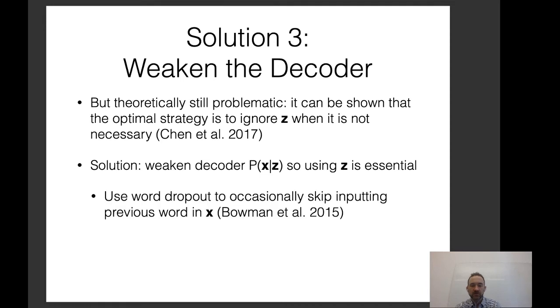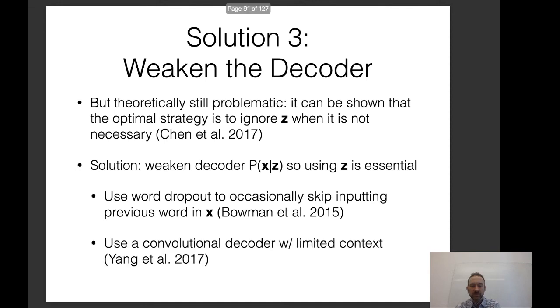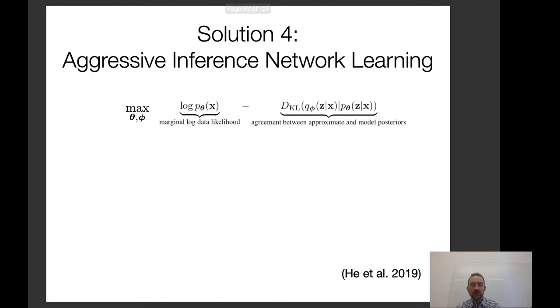Basically, we can do things like using word dropout to occasionally skip inputting the previous word in X, or use a convolutional decoder to limit context, et cetera.